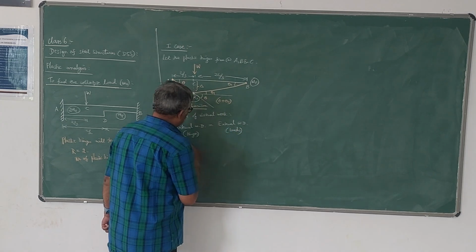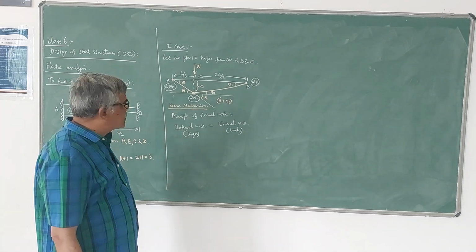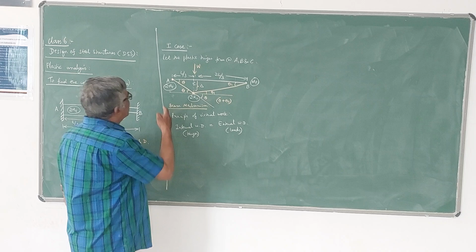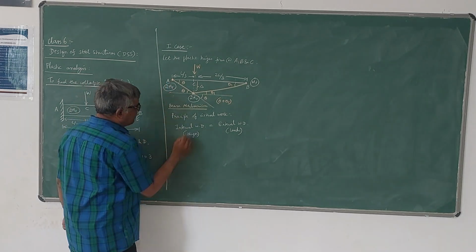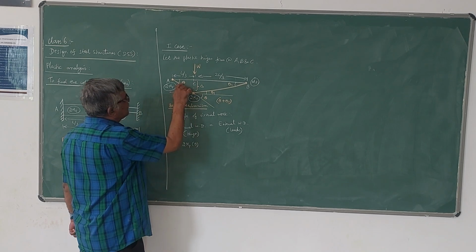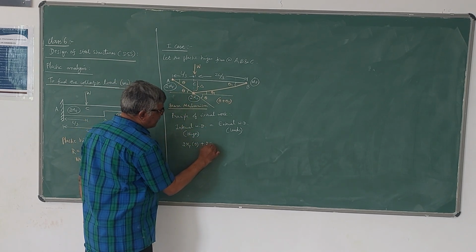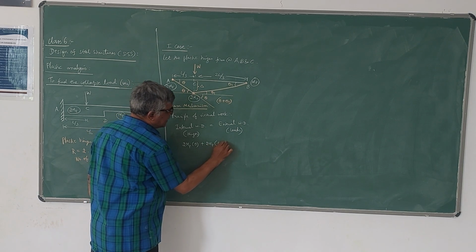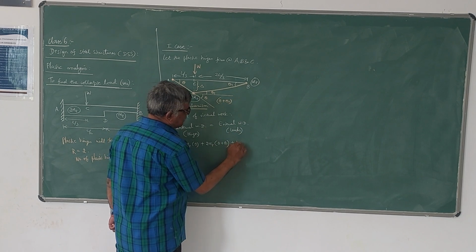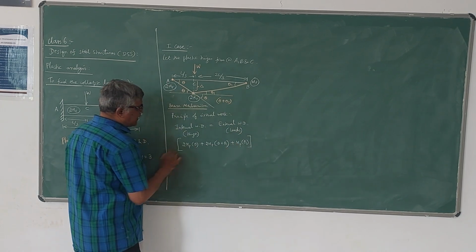Now here, internal work done is given by the product of the MP value and the corresponding rotation at that point. Now I will take one by one. At A, the MP value is 2 MP and the corresponding rotation is theta here. Then plus at C also it is 2 MP, whereas the rotation is theta plus theta 1, plus at B it is MP and the rotation is theta 1. So this is the internal work done.